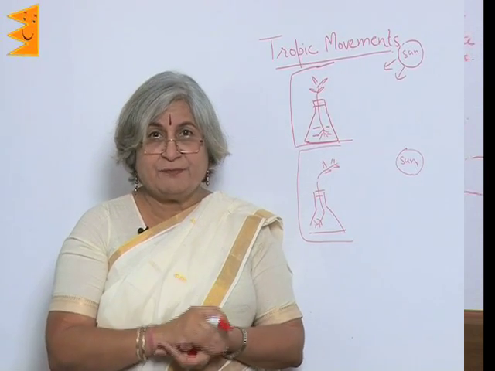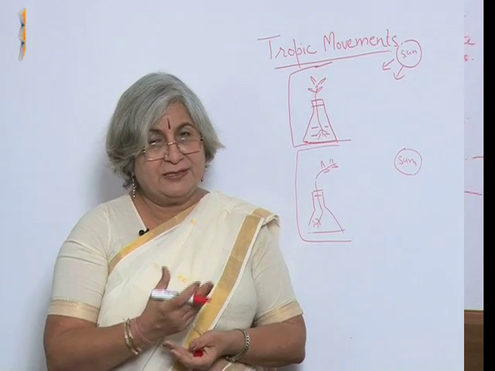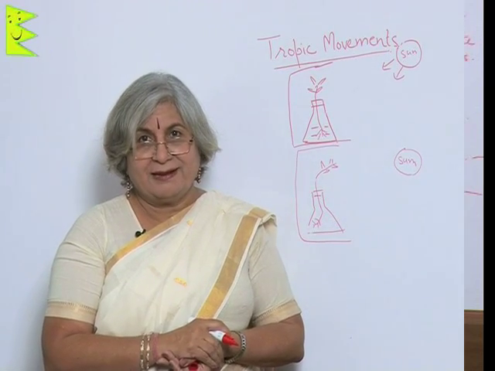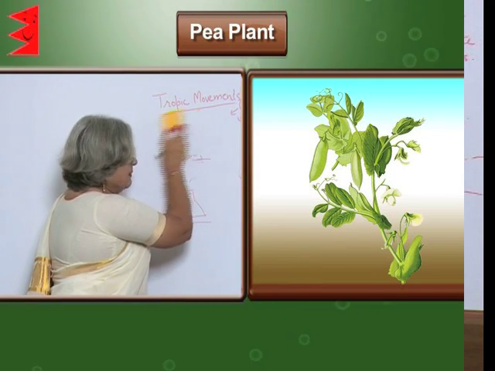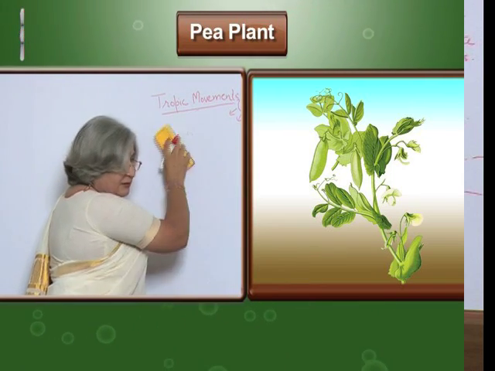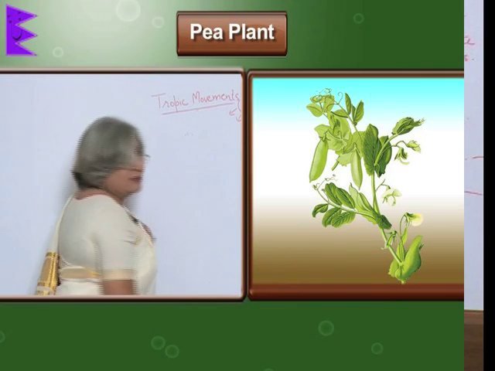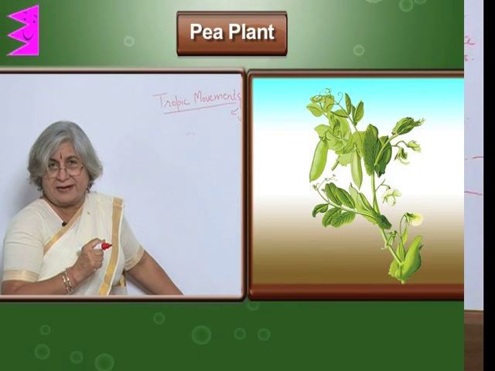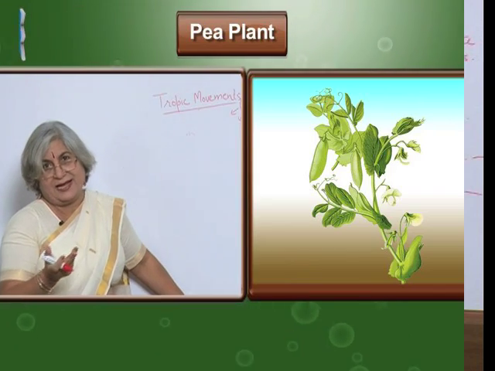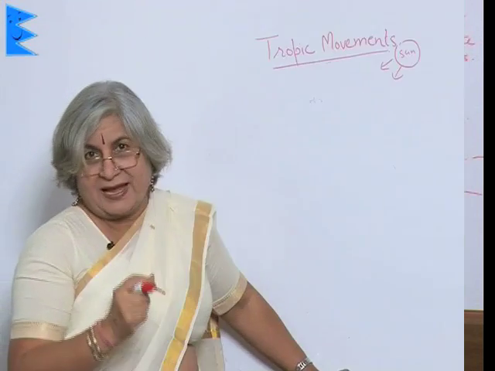Now in the case of the pea plant, the movement is of a different kind. The pea plant is a weak plant. It cannot stand on its own. Then how does it stand erect? It takes the help of a support.